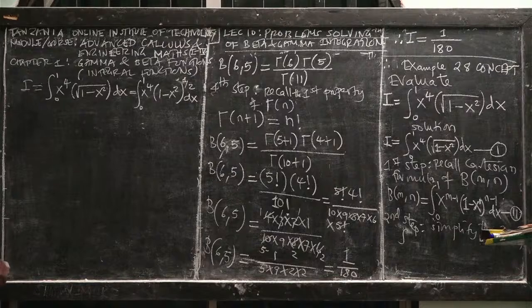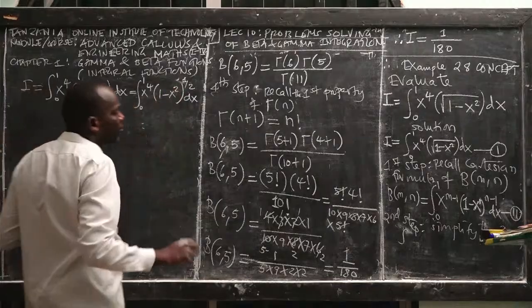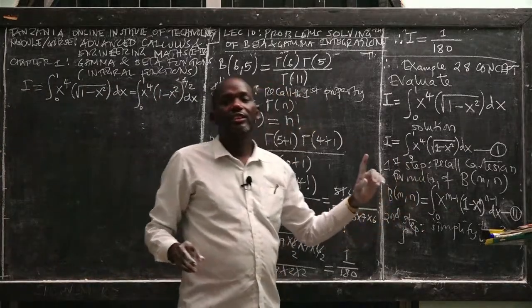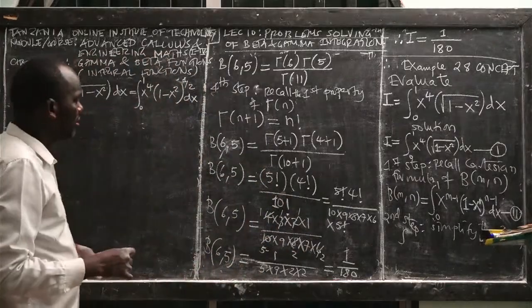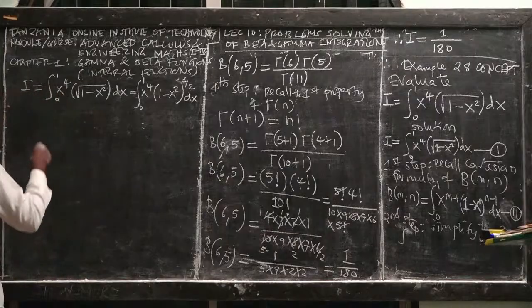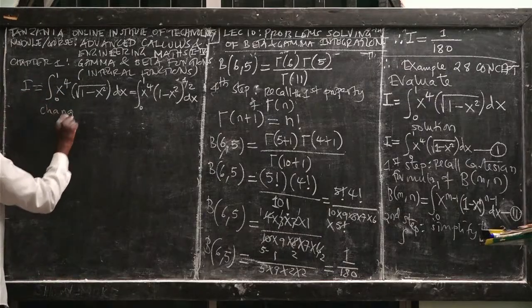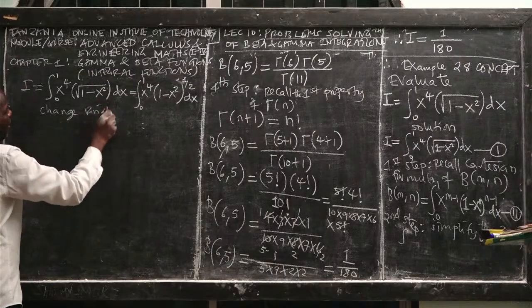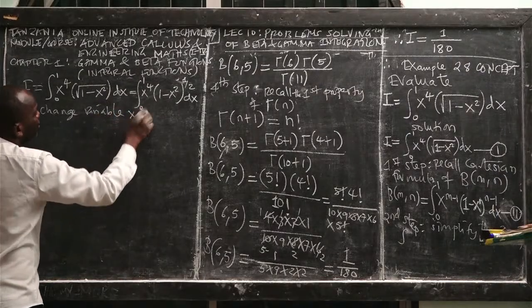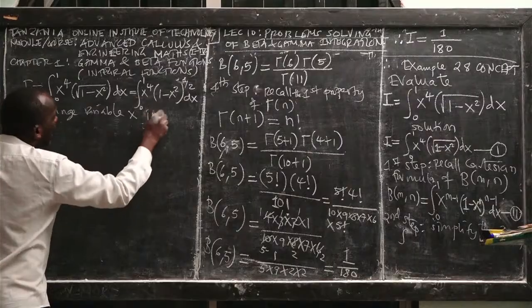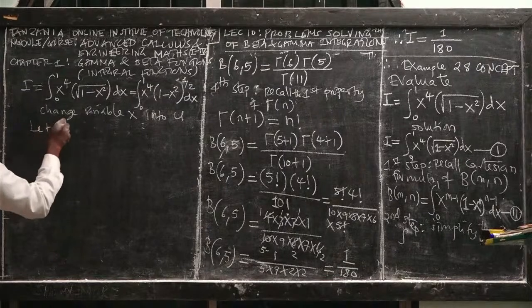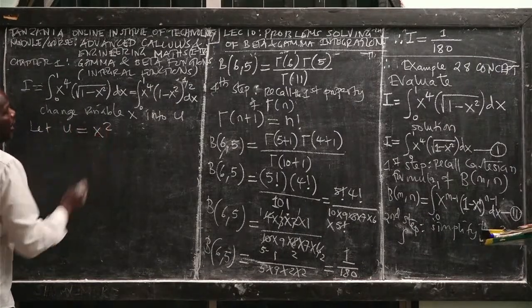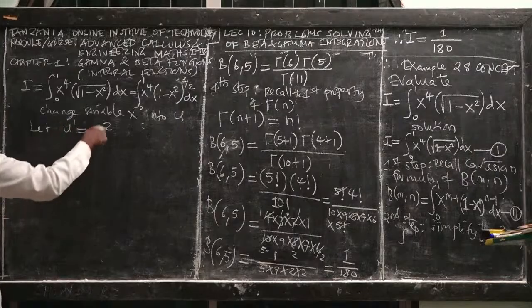Okay? Then, how do we change this x square to become x power 1? We change x square to become x power 1 by changing the variable. So simply say that we change variable x into either y or into u. Simply let us say u. How do we do so? Say let u is equal to x square, so that we have u power 1.